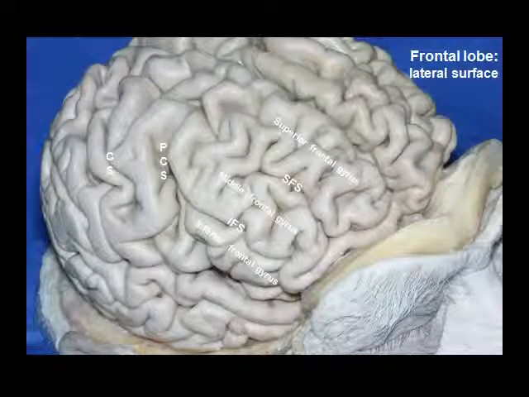The lateral surface of the frontal lobe is traversed by three sulci which divide it into four gyri. The sulci are named the precentral and the superior and inferior frontal. The gyri are the anterior central and the superior, middle, and inferior frontal. The precentral sulcus runs parallel to the central sulcus and is usually divided into an upper and a lower part. Between it and the central sulcus is the anterior central gyrus.